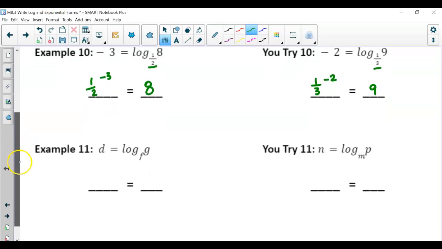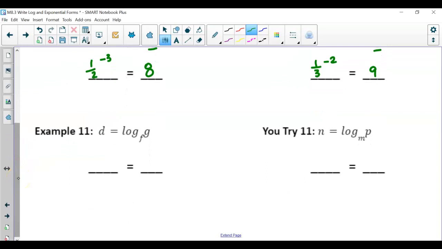And then last again, we could have our variables here. So notice how you have a base of f. So f to the b power is equal to b. Go ahead and pause the video and try this on your own. And here we've got a base of m, so m to the nth power, which is equal to b.